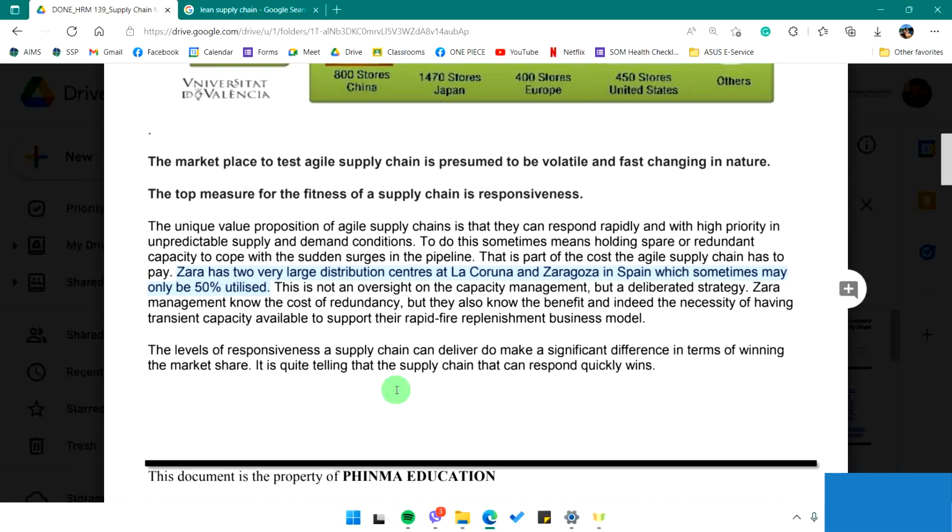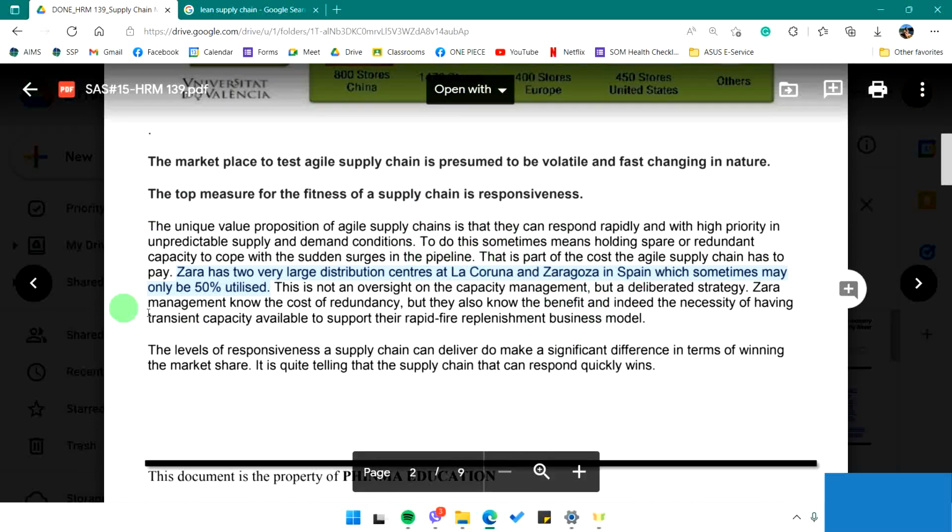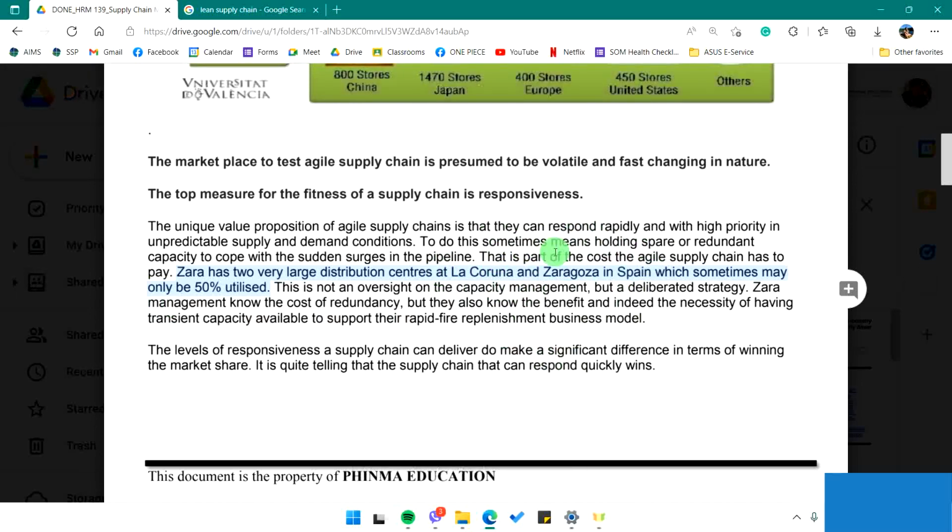So, paano natin nasabi na yung dalawang pinakamalaking distribution center ng Zara sa La Coruna at Zaragoza only works 50% of the time? Kasi nga, La Coruna and Zaragoza are the two large distribution centers. So, ibig sabihin, malaki ang contribution ng production ng La Coruna and Zaragoza para sa Zara. Zara doesn't need to utilize 100% of them. Pwede na lang i-operate ang La Coruna and Zaragoza at 50% capacity to produce 100% capacity of utilization.